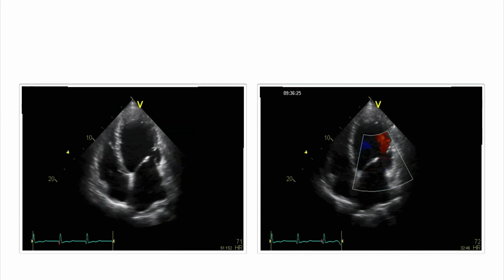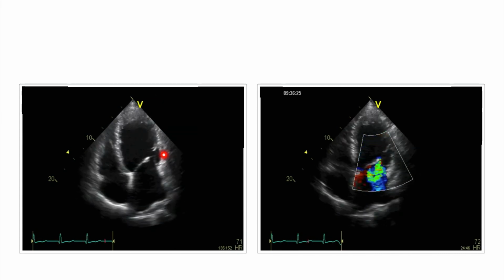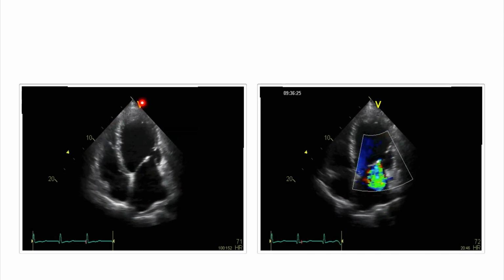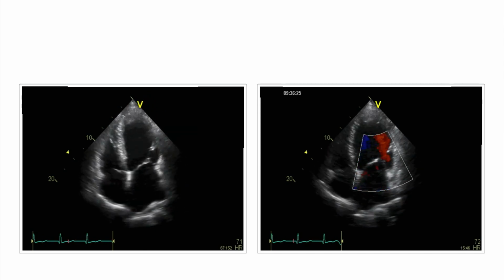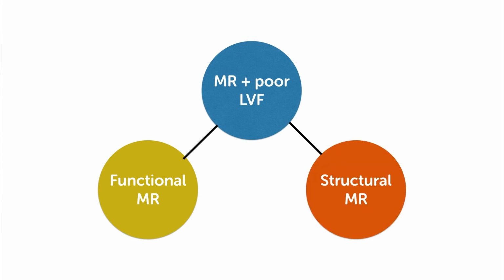And you see in this patient, left ventricular function is poor, not only because the patient has a scar, but also because there is hypokinesia of the remaining part of the ventricle. So mitral regurgitation in this case is definitely not a good thing to have. Functional mitral regurgitation is the first big category. The second is structural MR.